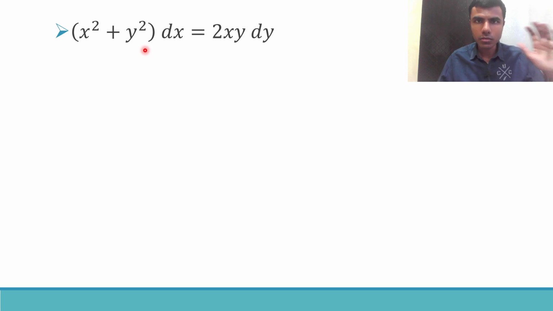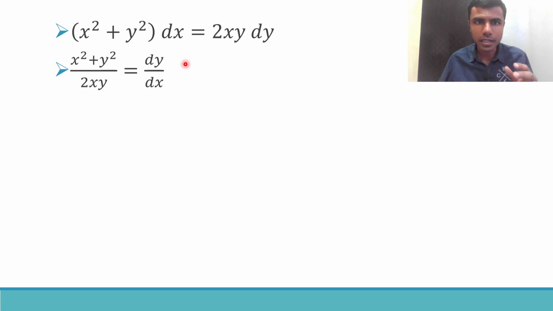So this is what we are given: x square plus y square into dx is equal to 2xy dy. I'm going to bring this dx here and send this 2xy to the LHS. Once I do that, I would get dy by dx is equal to x square plus y square by 2xy. As I mentioned, I wanted something of the form dy by dx is equal to something.